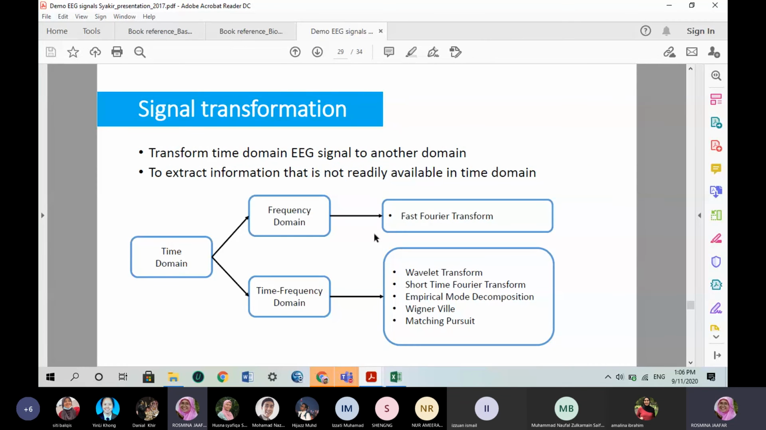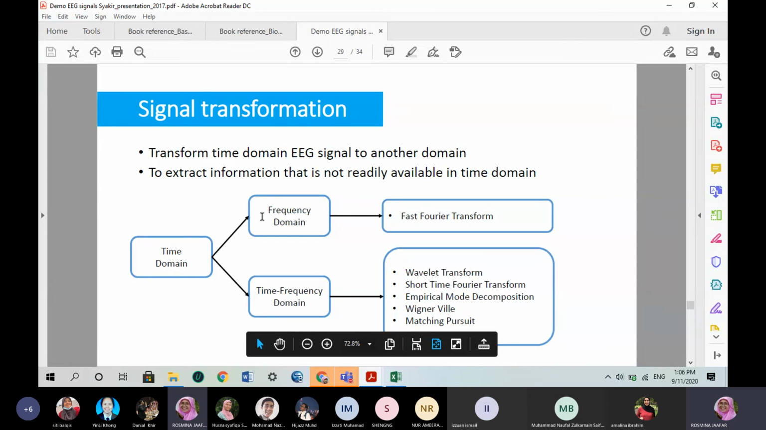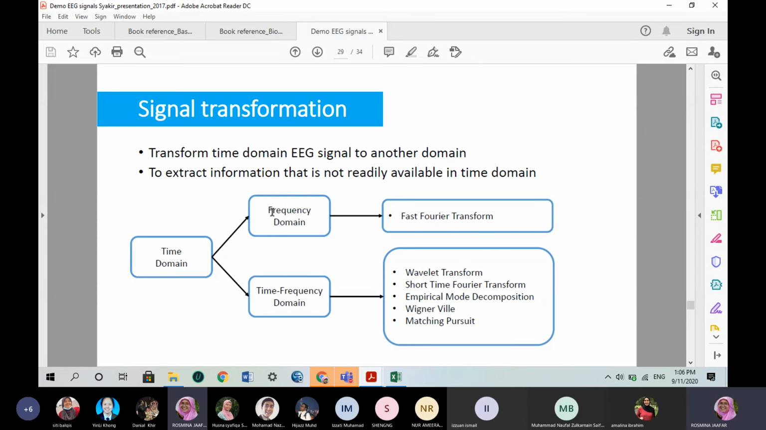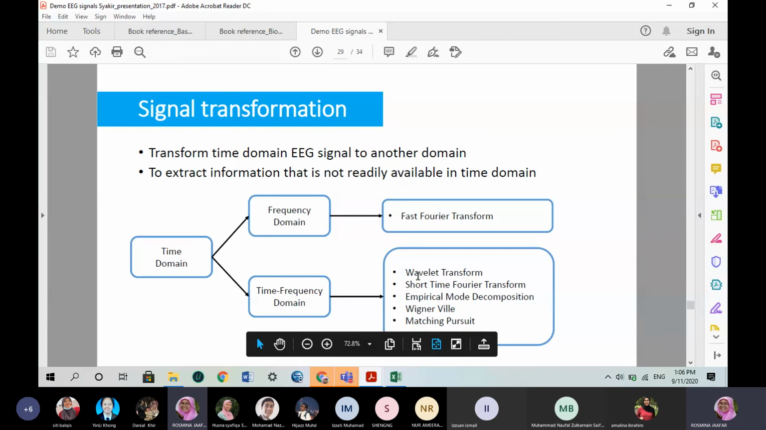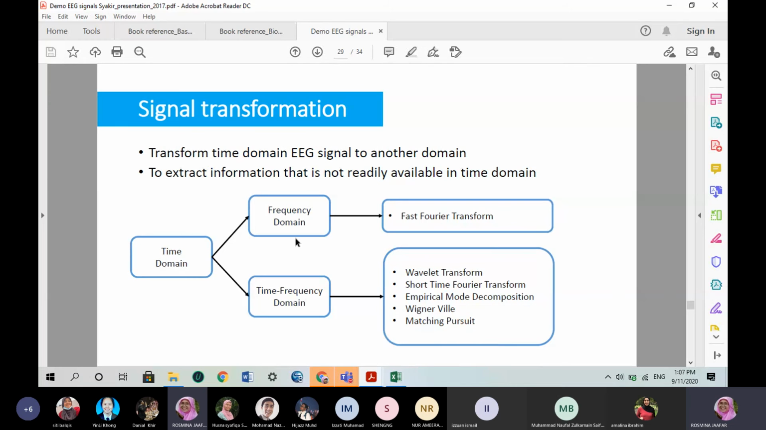Okay, for signal transformation, you work in the time domain, or you split into the frequency domain, and then you look at both time and frequency domain. For frequency domain, you apply fast Fourier transform. For time-frequency domain, you do wavelet transformation. You can do a short-time Fourier transform. You can do empirical mode decomposition, and many other methods. So for frequency domain, the FFT is the basic for frequency analysis.